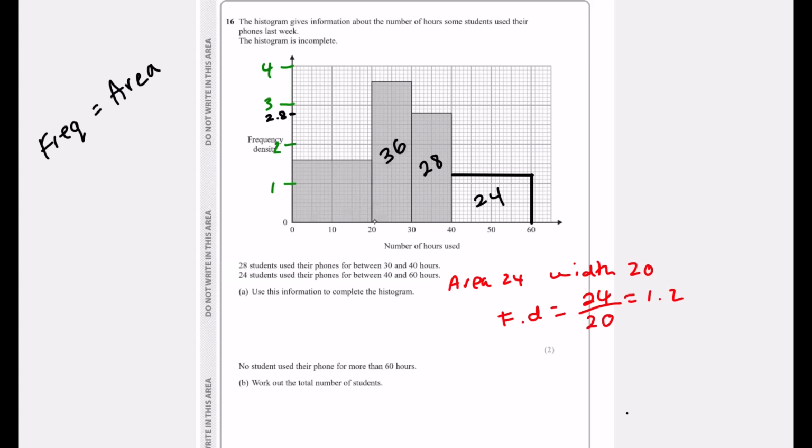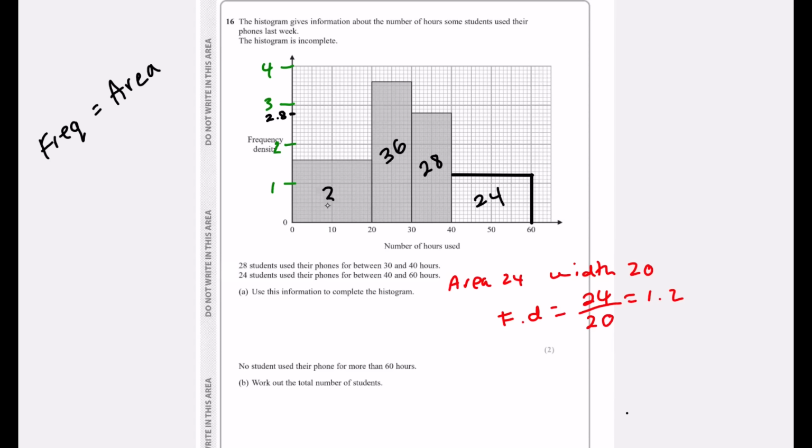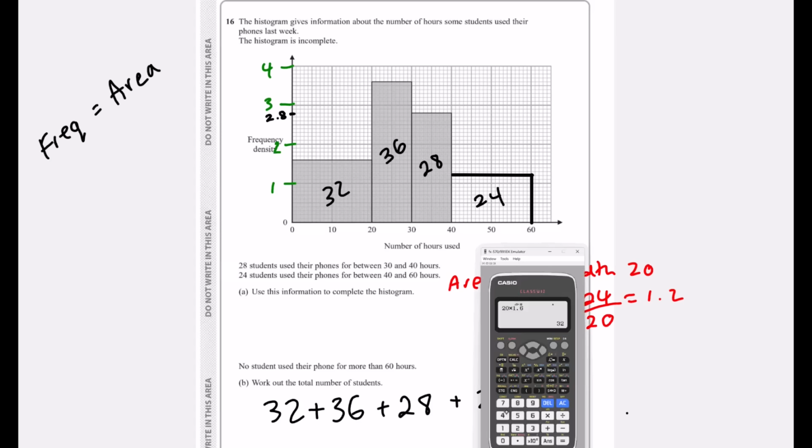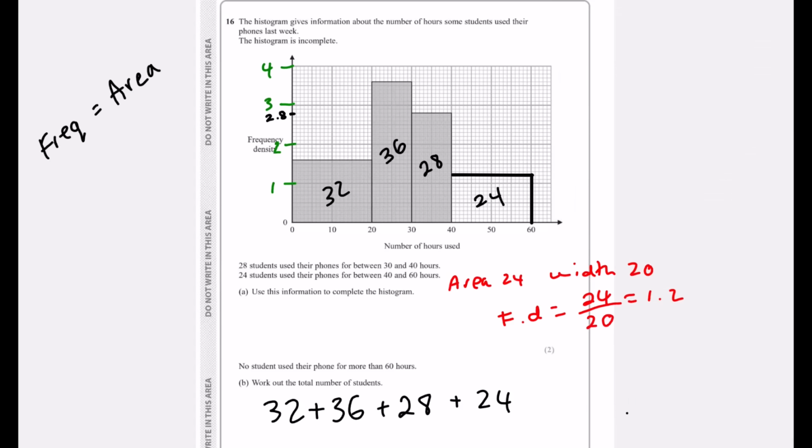And 20 times 1.6, 20 times 1.6 is 32. So the total number of students: 32, 36, 28, and 24, which is 120.